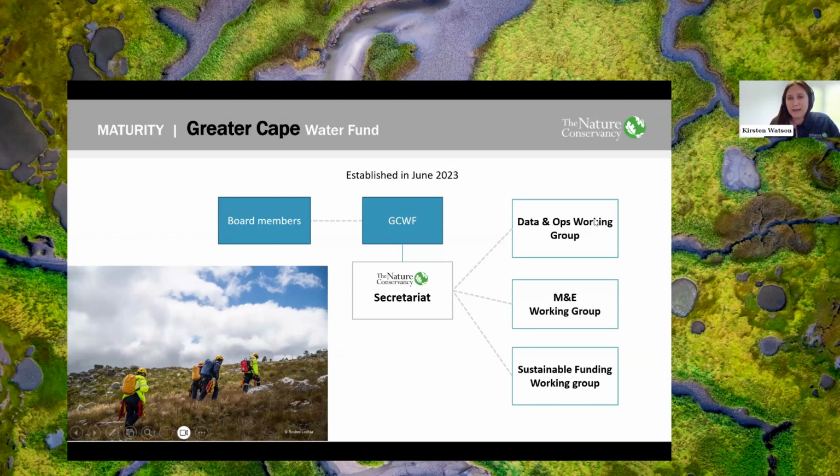And there are 3 key governance structures that support the Greater Cape Town Water Fund. The first is the Data and Operations Working Group. The second is the Monitoring and Evaluation Working Group. And the third is the Sustainable Funding Working Group. I'll touch on each of these.